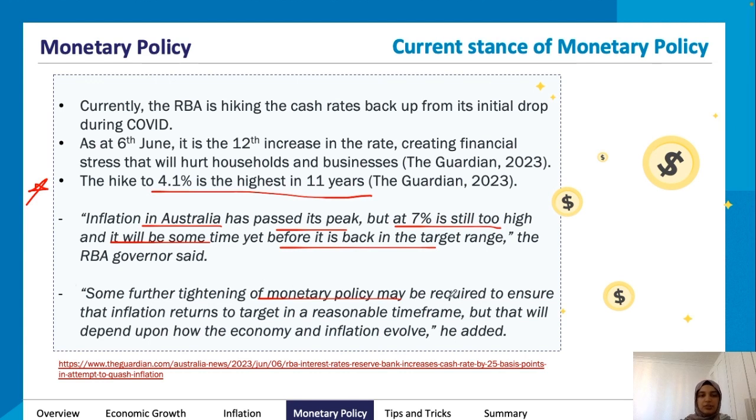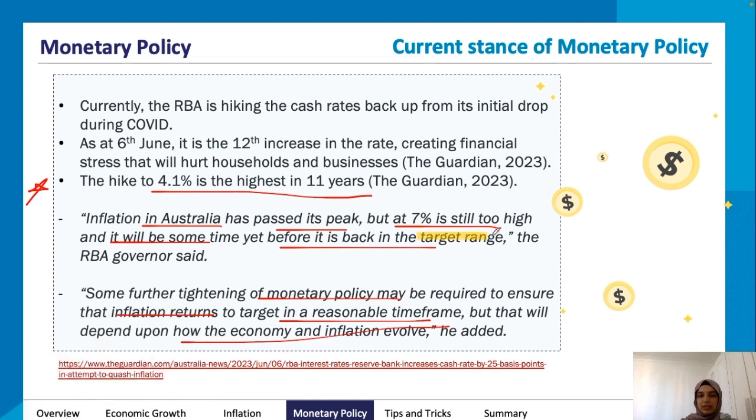Some further tightening of monetary policy may be required to ensure that the inflation rates return to target in a reasonable time frame, but that will depend on how the economy and inflation evolve. Remember, the target is 2 to 3%. It's sitting at 7%, which is why they're going through all of these hikes, which is understandable, I guess, in a way, but we also have to consider the financial stress on households, which is a lot of the criticism coming from Australians saying that that is not being considered. The financial stress on households is not being considered when they are going through all these rate hikes, cash rate hikes.